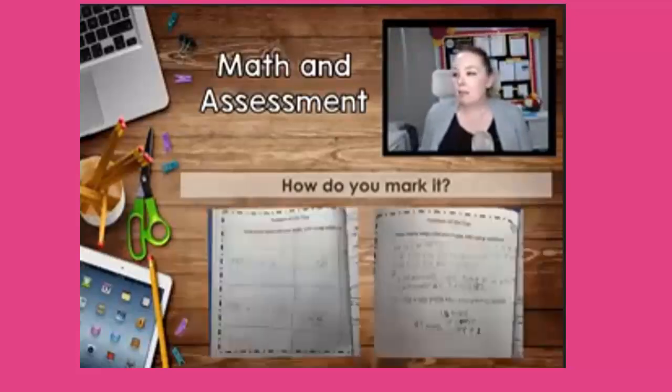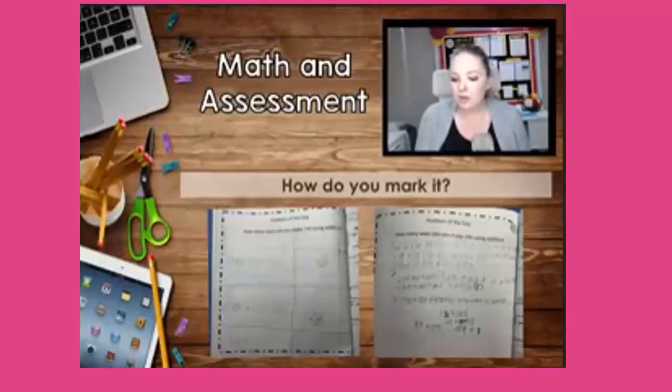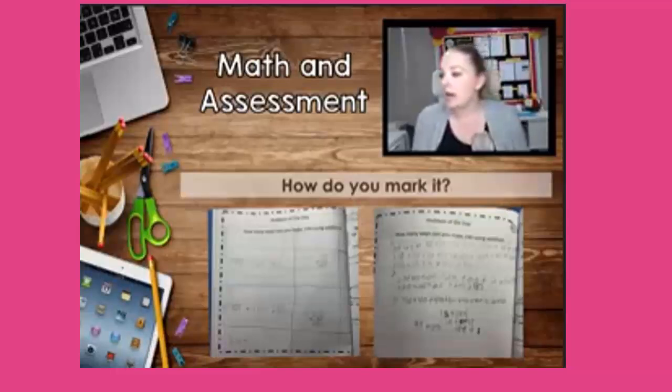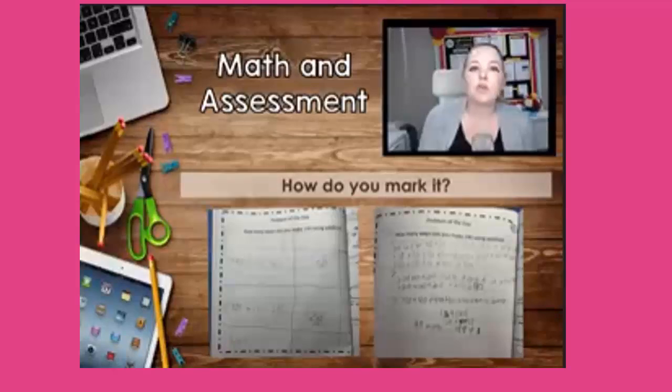So then I have a few examples for you. So looking at how you actually mark it. So I have 2 examples up here for you. The question was, how many ways can you make 240 using addition? So if you're using multiple strategies to solve, so you see there's 109 plus 131 will give you 240.